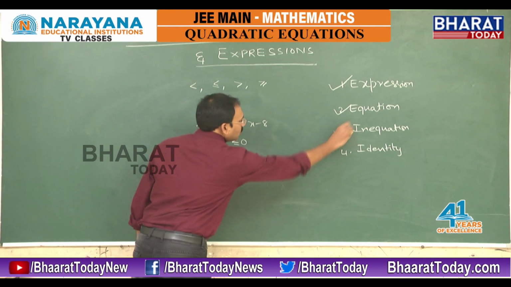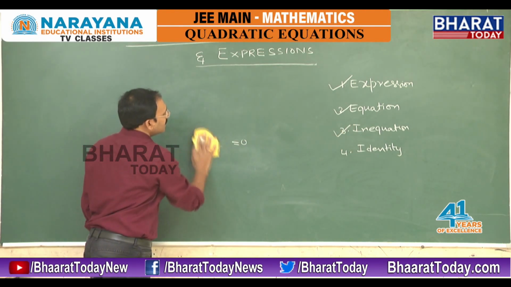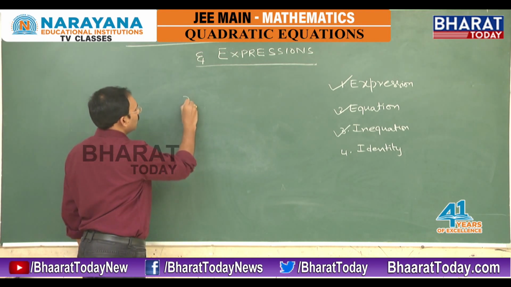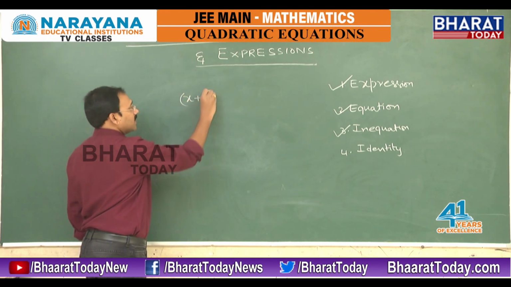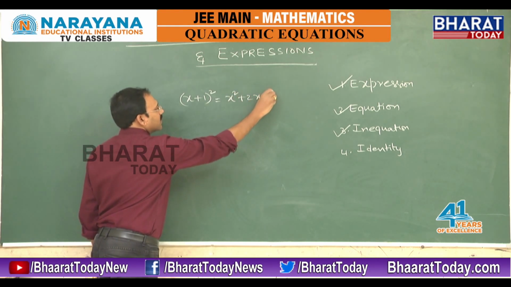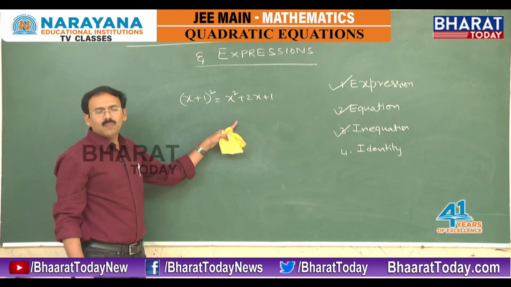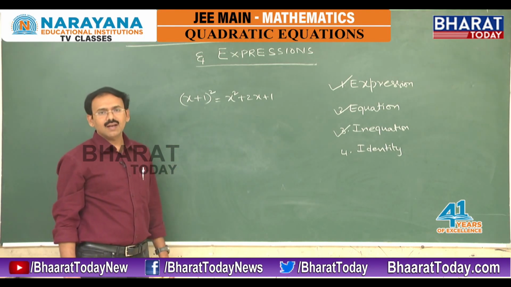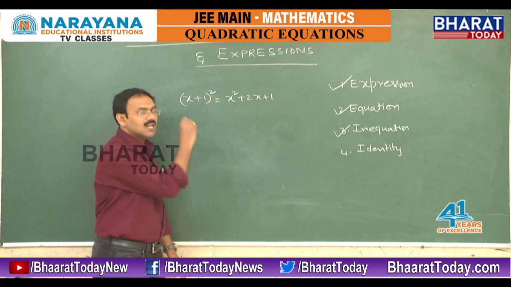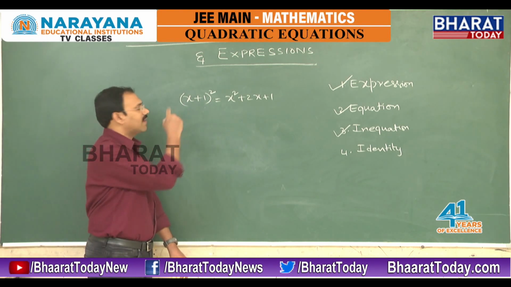So fourth one is going to be identity. The identity is, you consider this x plus 1 whole square is equal to x square plus 2x plus 1. Actually, it is also an open sentence. Equality is there. I can call it as an equation. Whereas this is such an equation which is satisfied by each and every real value of x.